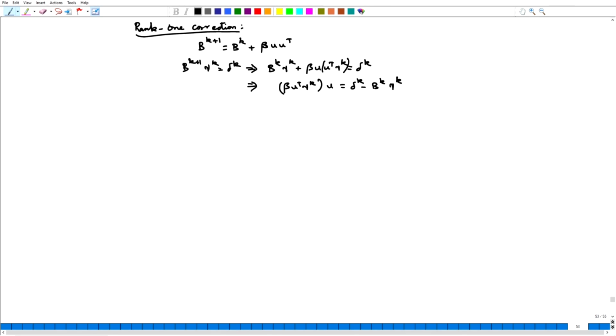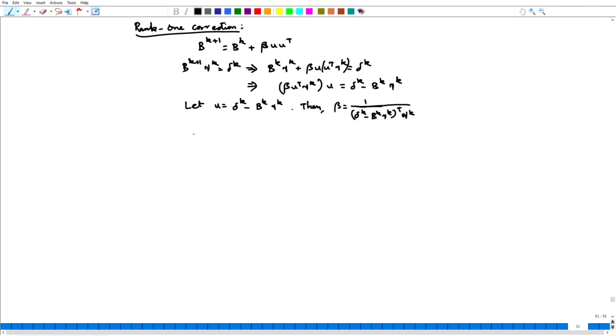Okay. So, since this is a scalar, I will fix u equals delta k minus B k gamma k, right. So, in such a case, note that we need beta u transpose gamma k to be 1. Therefore, we have beta equal to 1 by u transpose gamma k, and u is this: delta k minus B k gamma k transpose gamma k.